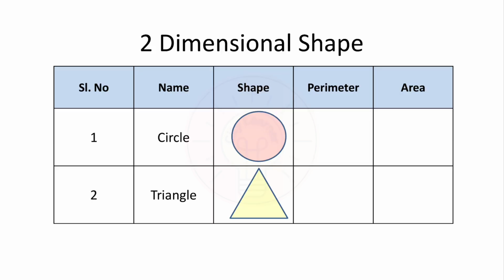Now we are going to discuss the two-dimensional shapes. The first one is the circle. Here r is the radius of the circle. The perimeter is 2 pi r and the area is pi r square.